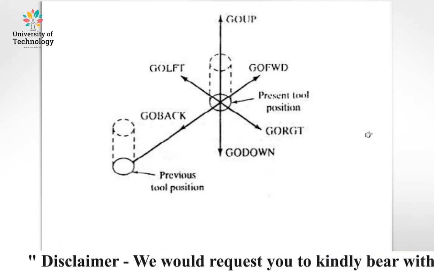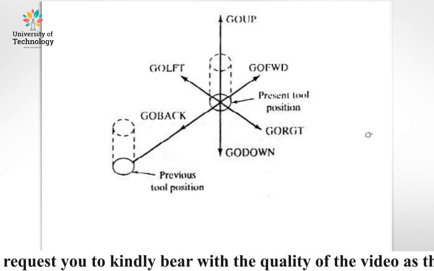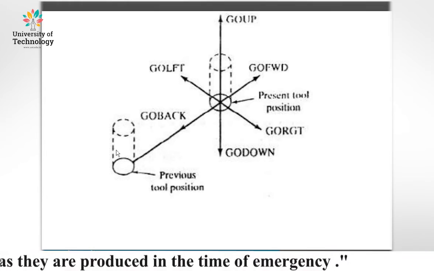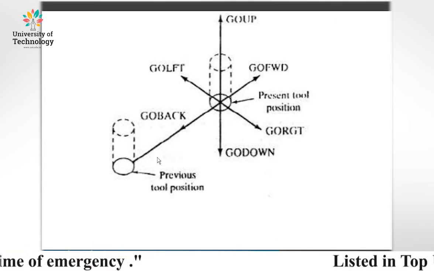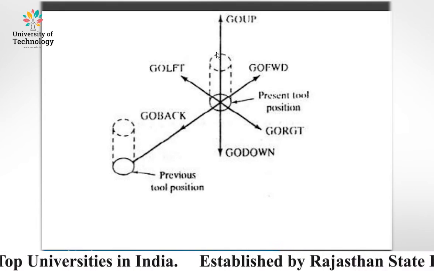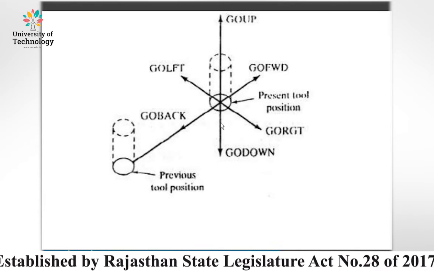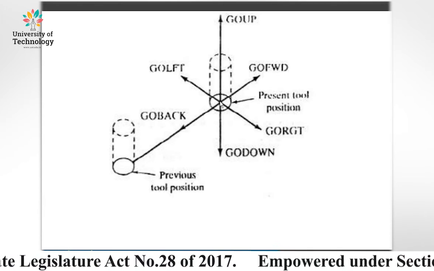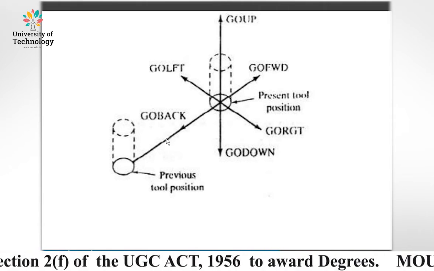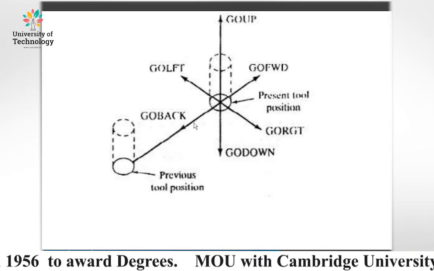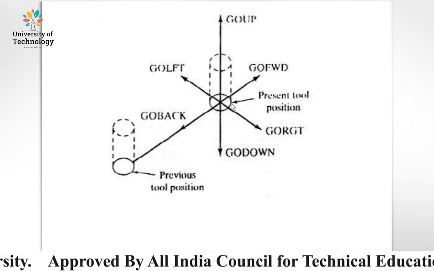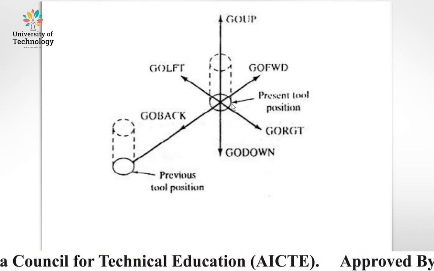That is the particular movement of the tool in all directions, as we can see in the slide. Here is the previous position of the tool, and that is center. From here the tool goes up, down, forward, left, right, and back. All these commands show the position of the tool according to a particular direction or movement of the tool.